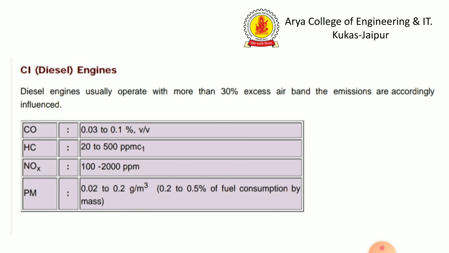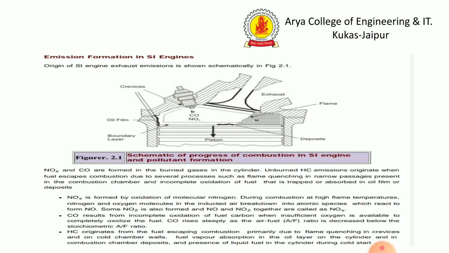And in CI engines, the CO is 0.03 to 0.1% only, whereas HC are 20 to 5000 parts per million, NOx 100 to 2000 ppm, and particulate matter. One additional pollutant is particulate matter. These are 0.02 to 0.2 gram per meter cube in CI engine conditions.